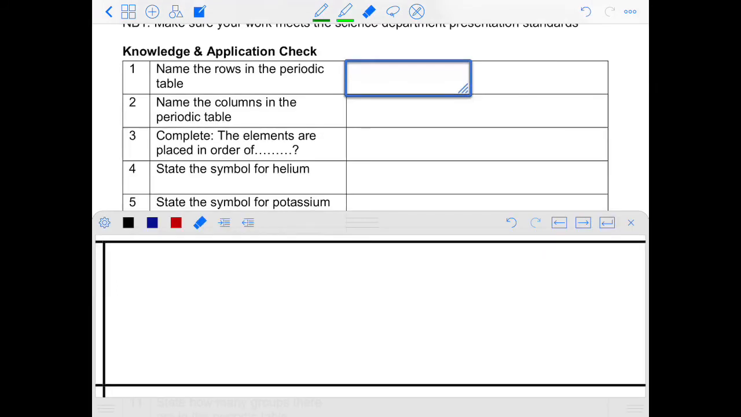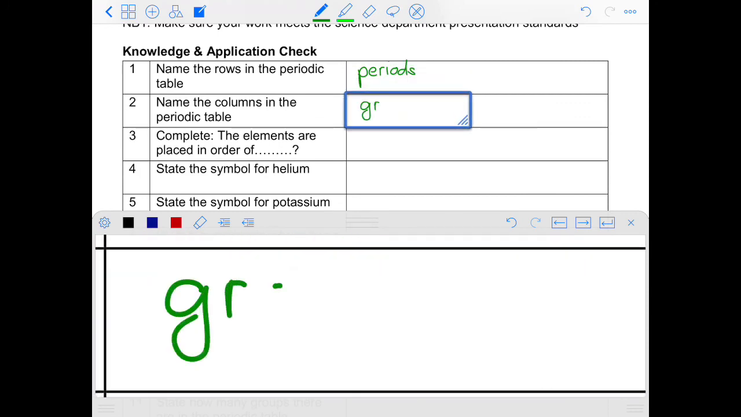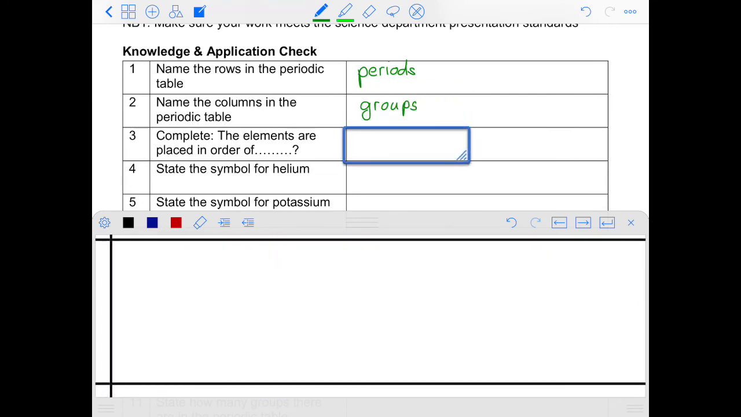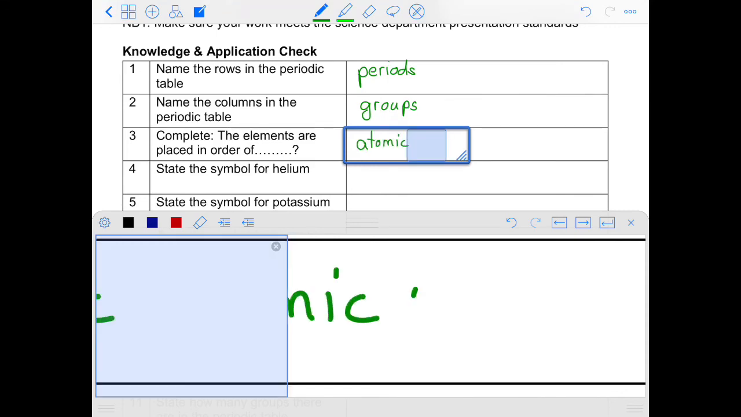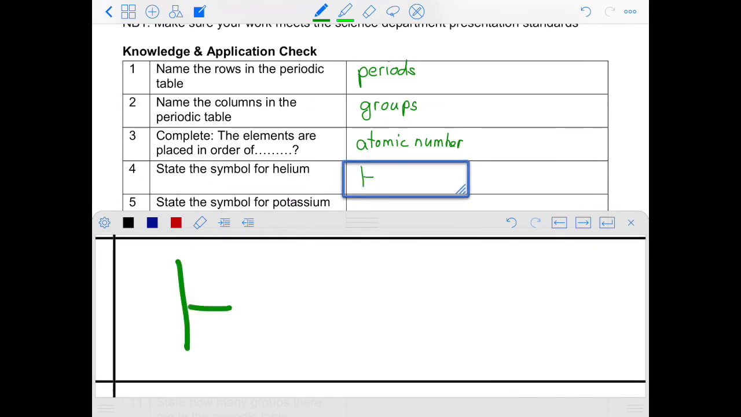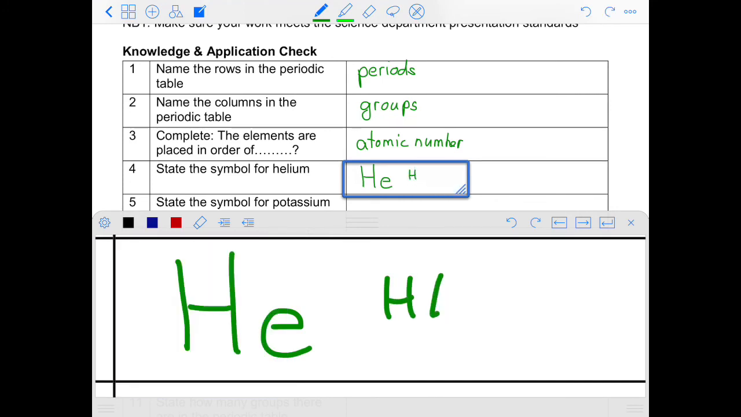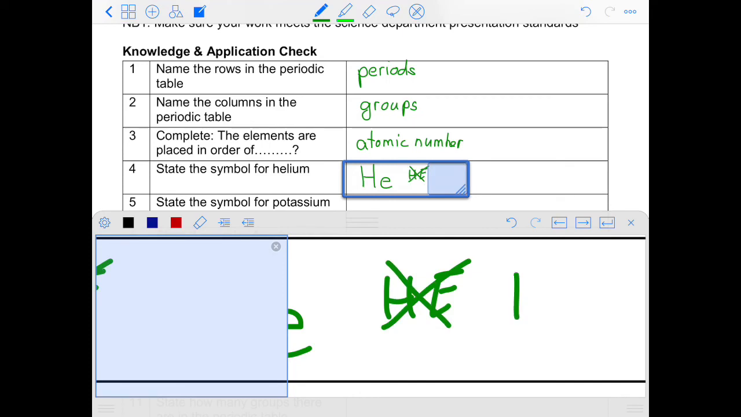Now let's go through the answers, making sure that you're going through with your green pen that you have the correct answers. So again, the rows of the periodic table are called periods. The columns are called groups. The elements are placed in order of atomic number. The symbol for helium, we have a capital H and a lowercase e. Again, if you've written it capital H, capital E, that would be incorrect. Or if you've written it lowercase h, lowercase e, that would also be incorrect.